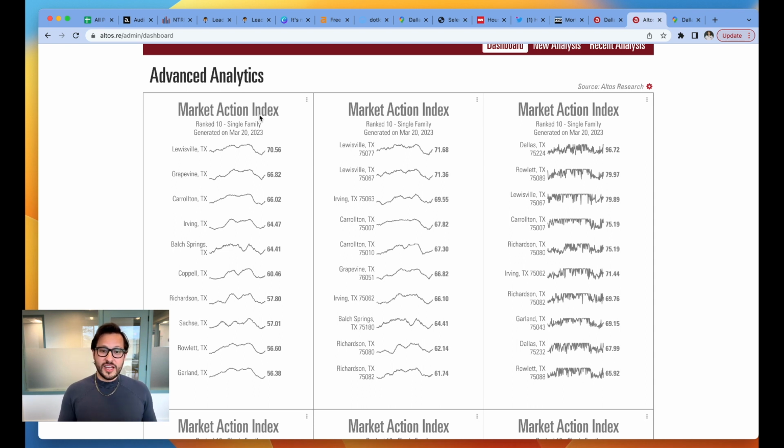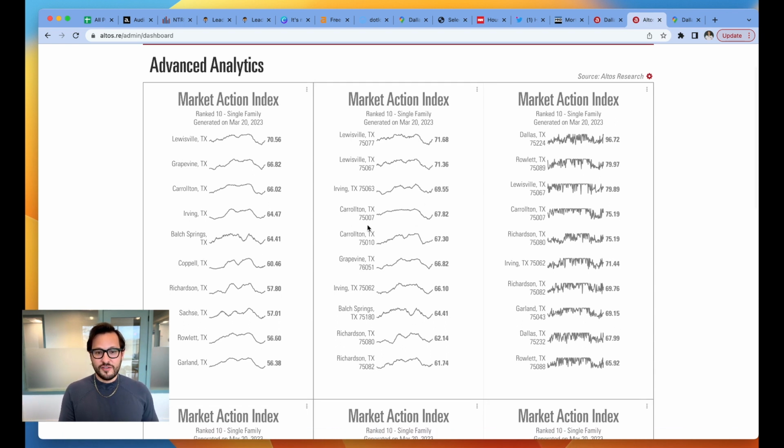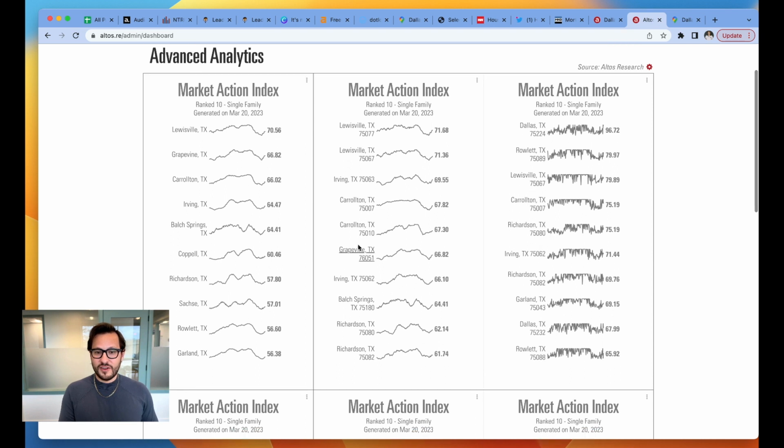So to break it down even further, we move on to the specific zip codes. Again, this is the 90-day and 30-day average for where the hottest zip code is. Not surprisingly, as Lewisville is the hottest city, the hottest two zip codes are both in Lewisville. So if you're living in Lewisville, congratulations, you're doing great. Next would be 75063 in Irving, 75007 in Carrollton, 75010 in Carrollton, 76051 in Grapevine, another one in Irving, 75062.